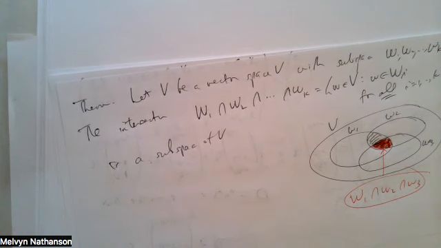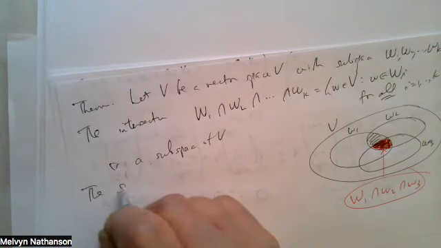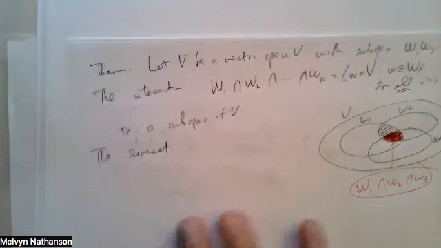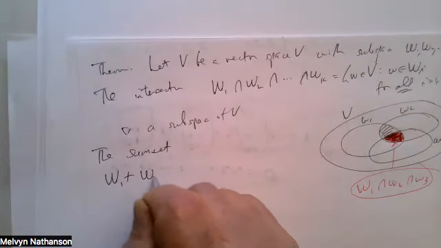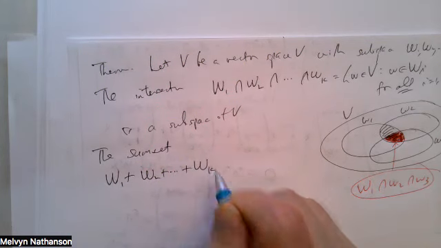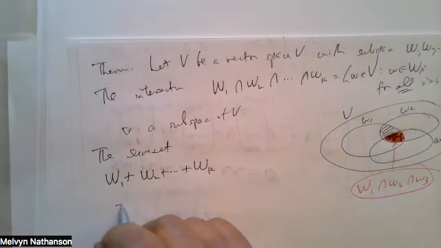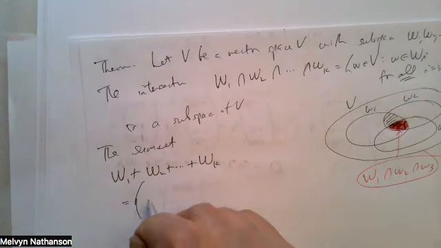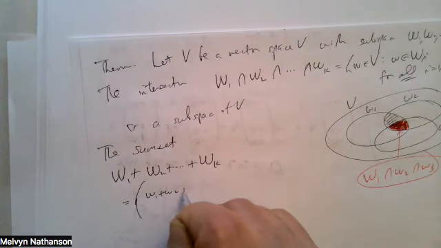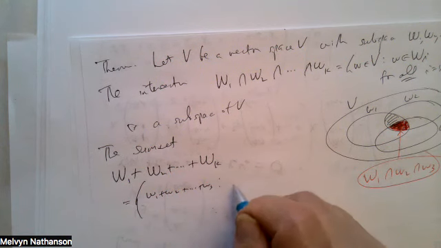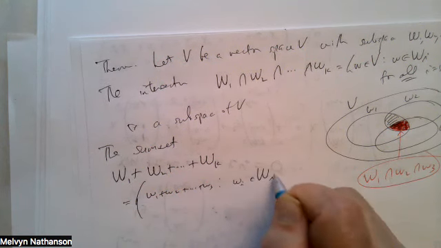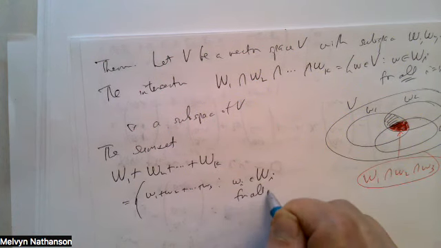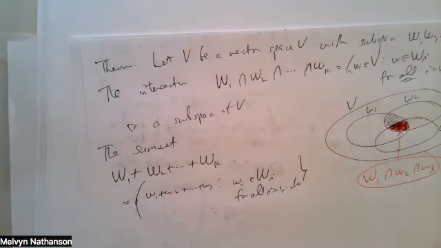And the sum set. So I'll write this as W1 plus W2 and so forth, plus W sub k. So this is the set of all vectors that can be written in the form little w1 plus w2 and so forth, plus wk, where each of these wi's is in the subspace capital Wi for all i from 1 up to k. That's the sum set.